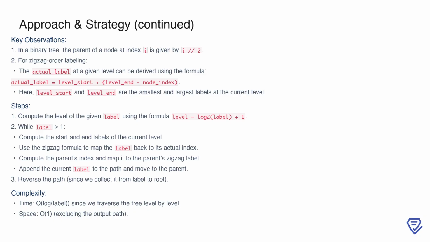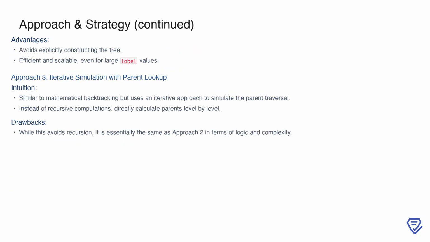This approach has a time complexity of O(log label) because we process the tree level by level, and it uses O(1) space apart from the output path. This optimized approach has several advantages. By avoiding the explicit construction of the tree, we save both time and memory. This makes the solution highly efficient and scalable, even for very large label values.